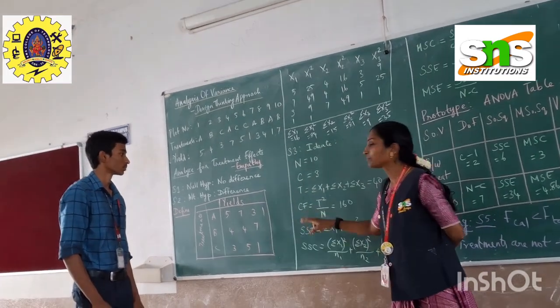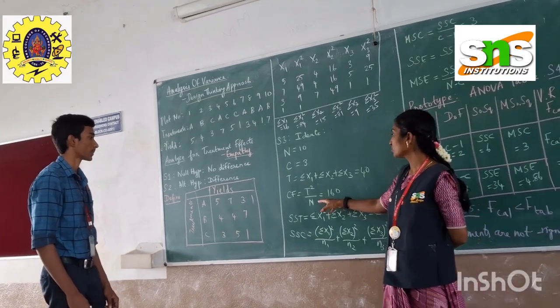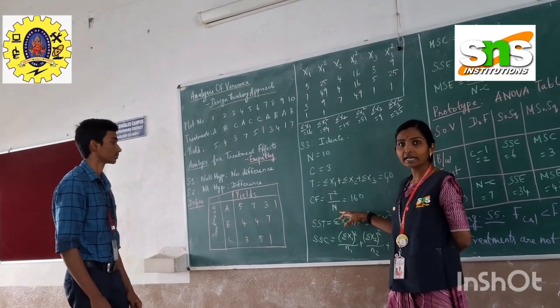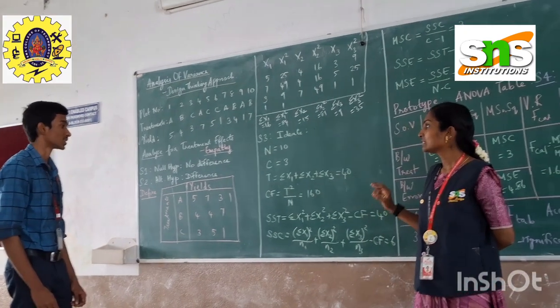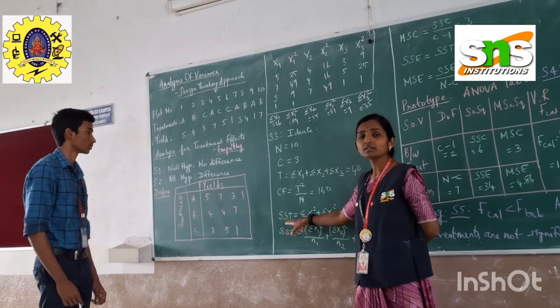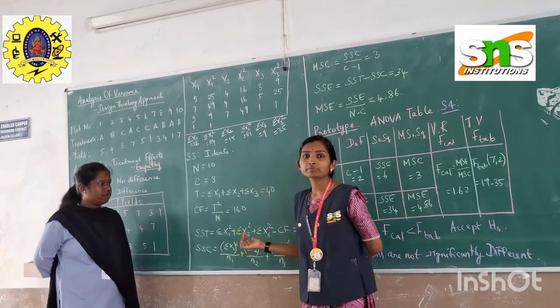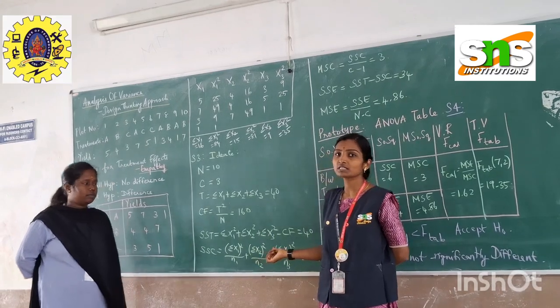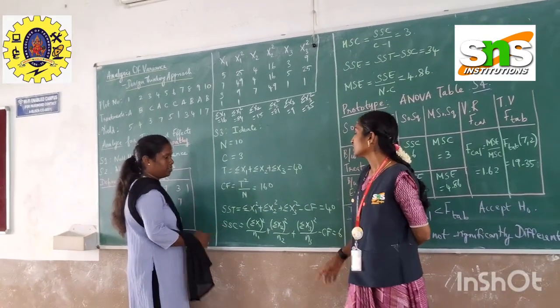And the next one is the correction factor. The correction factor formula is T squared by N, which is also an ideating process. And on computing it, we will have it as 160. And the next one is the sum of the squares of the treatments. Here we have another student to give the explanation of the ideation process. The next thing is SST. What is SST here?